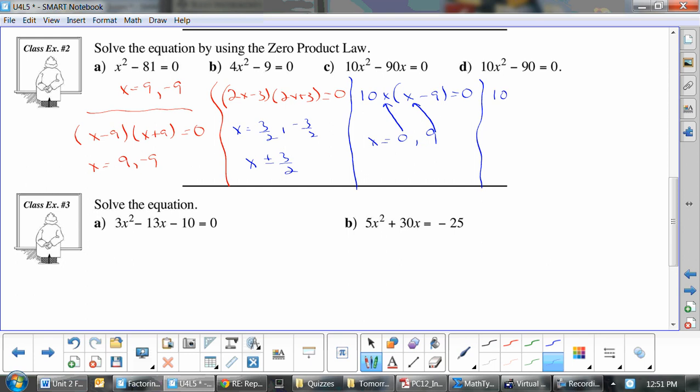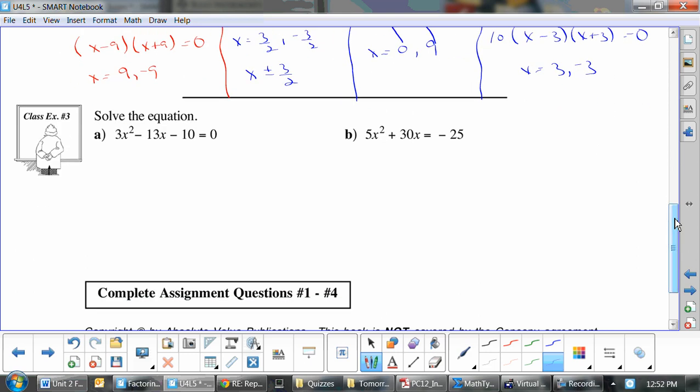Take out a 10, leave me with x squared minus 9 equals 0. So that's x minus 3, x plus 3 equals 0. X equals? No, not this time. Now, I can always get one person in every class. 3 and negative 3. There's no place 0 would make that thing equal 0. Try it out if you have any spare time. Yes, you do. Next one.